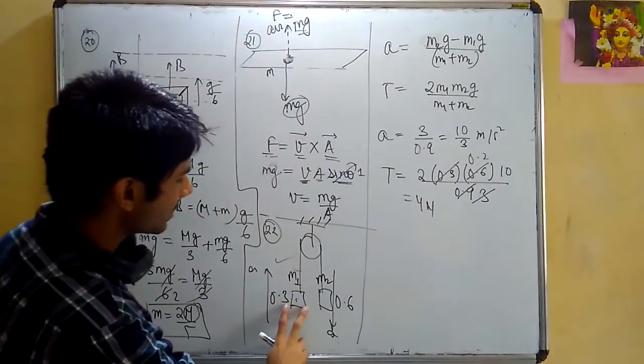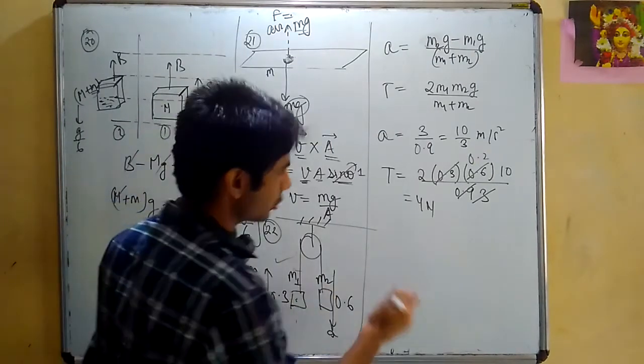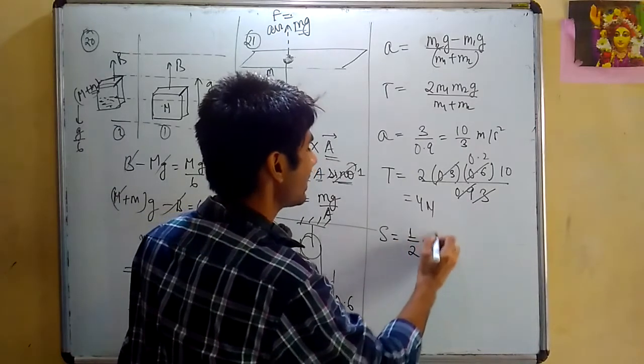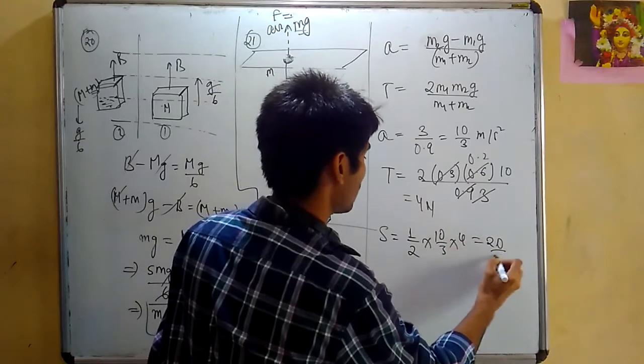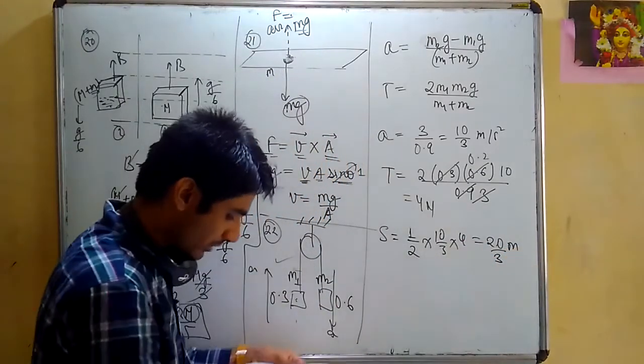Now it is said how much this will travel in 2 seconds, right? How much distance this will travel in 2 seconds. Assume u is 0. What distance this will travel? Half a t square. What is a? 10 by 3. Half a t square. How much distance it will travel? 20 by 3 meters. Tension I have found out 4 Newton, that was asked to me.